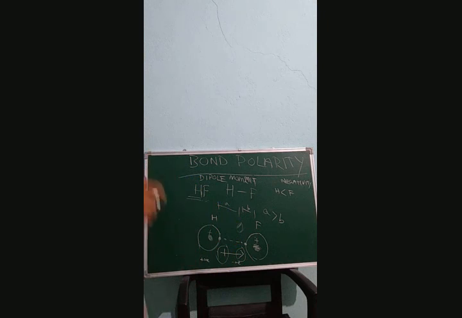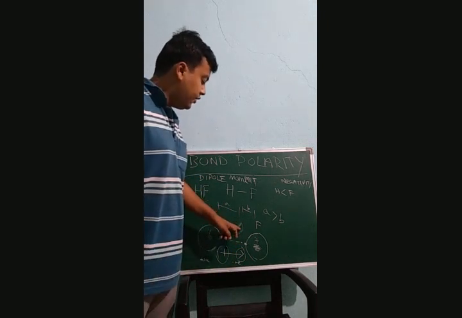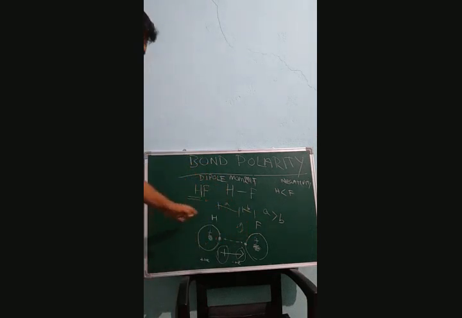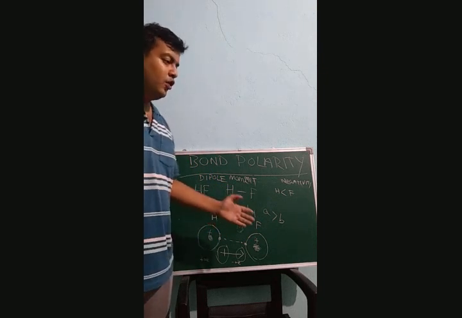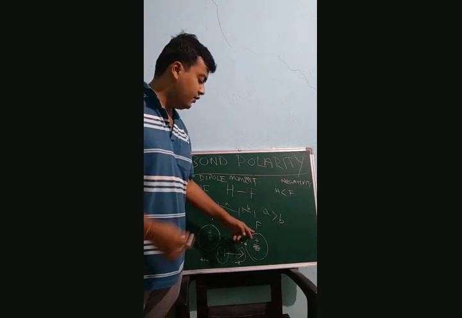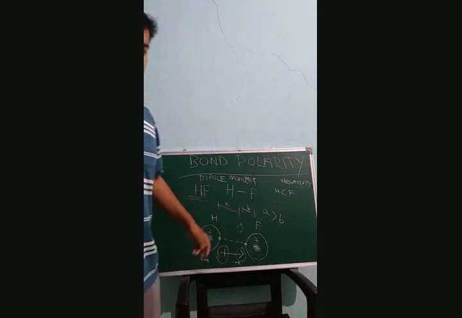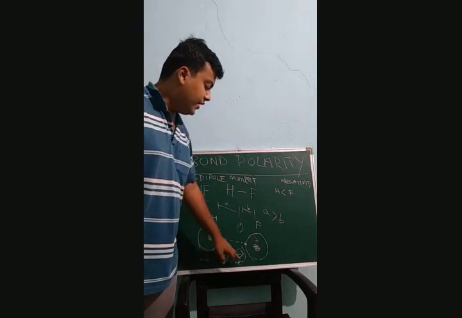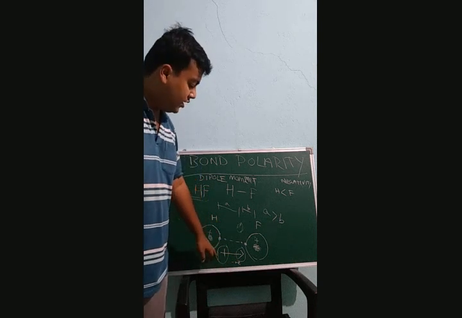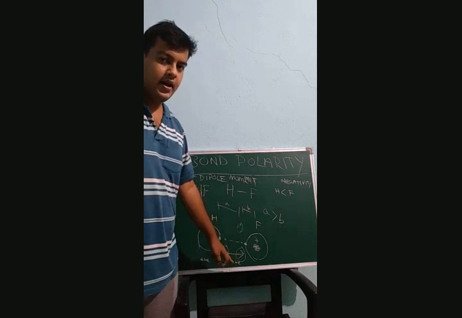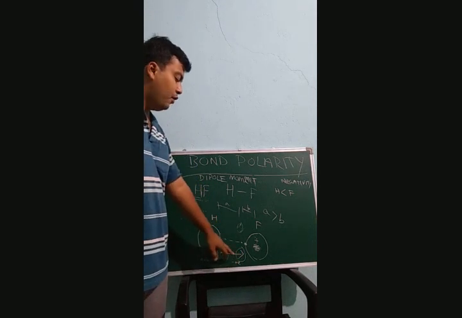Remember, this is not completely positive or negative, because the electron is not completely getting donated to the fluorine atom. It is being shared between both the atoms. Because fluorine has more electronegativity, the electron is closer to the fluorine atom than the hydrogen atom. That's why there is a slight development of negative charge on the fluorine atom and a slight development of positive charge on the hydrogen atom, which is represented by this arrow sign, where the tail represents the positive and the head represents the negative. This is called dipole moment.